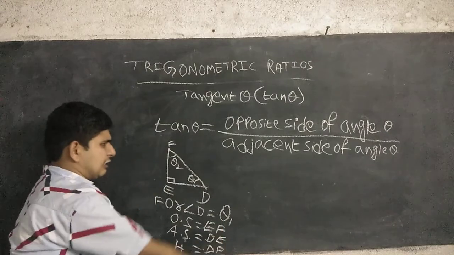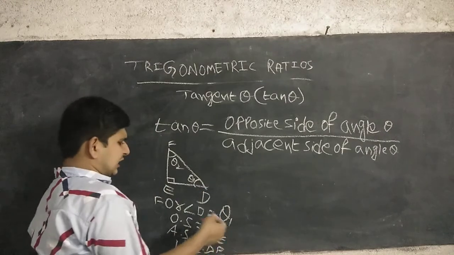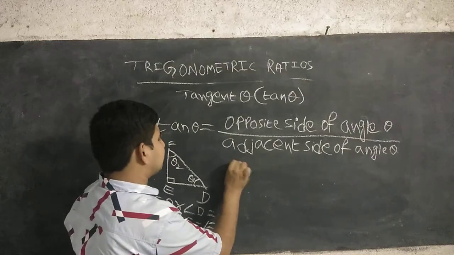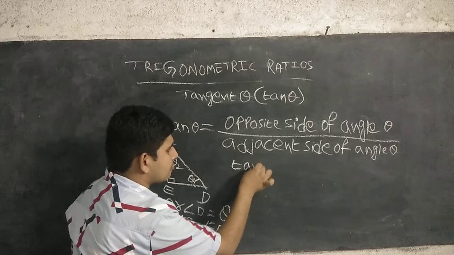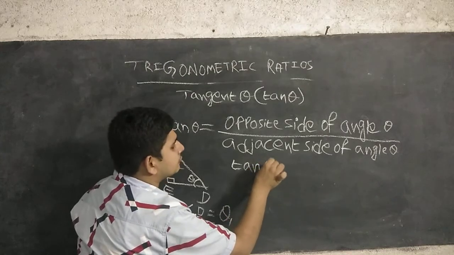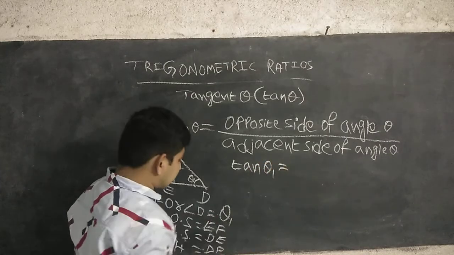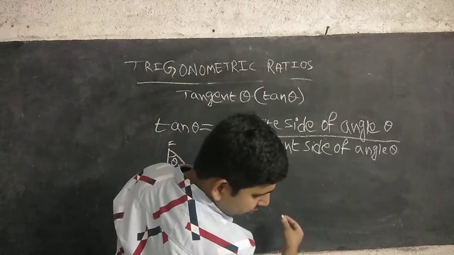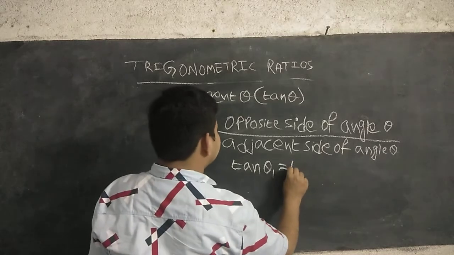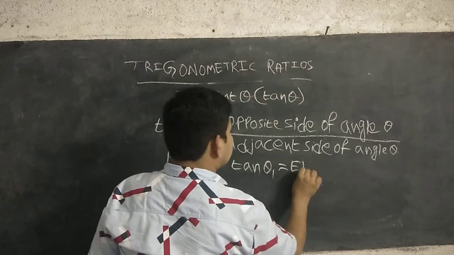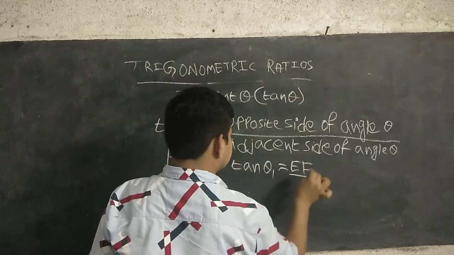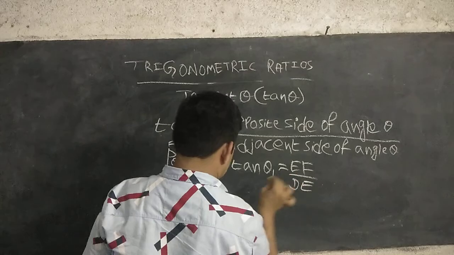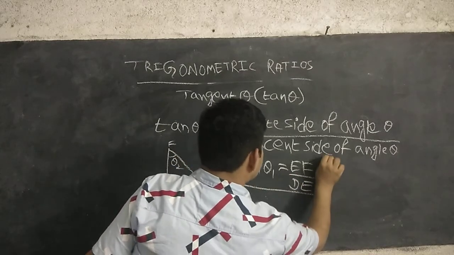Now for angle D equal to theta 1, tan theta 1 is defined as the opposite side, which is EF, by the adjacent side, DE. So tan theta 1 equals EF by DE.